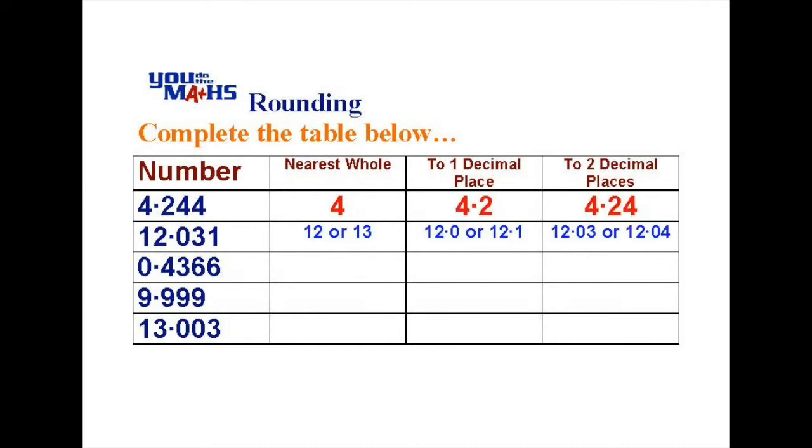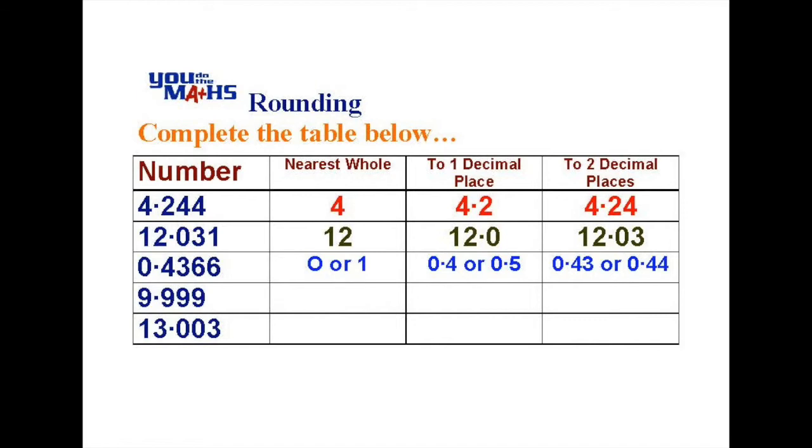Here's the choices for the second row. It's suggested now that you pause to check to see if you agree with it. In the first case, the number in the first decimal place is a 0, so we leave the whole number as is. In the second decimal place it's a 3, so to one decimal place we leave it as is. And likewise in the third decimal place it's a 1, so we leave it to two decimal places as 12.03.